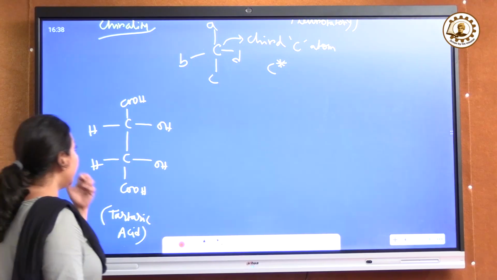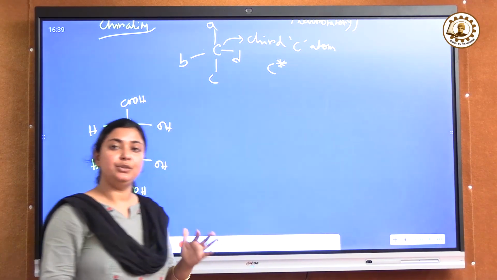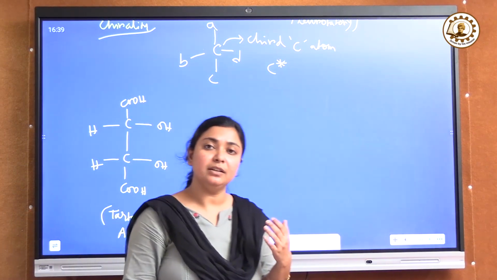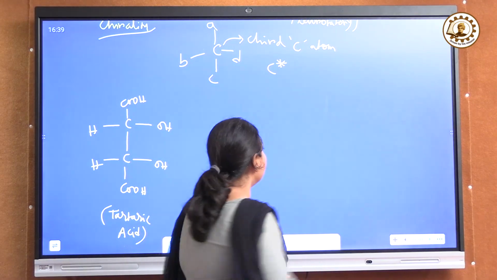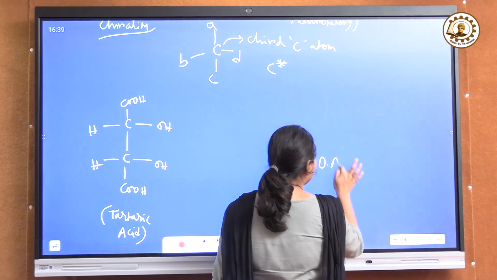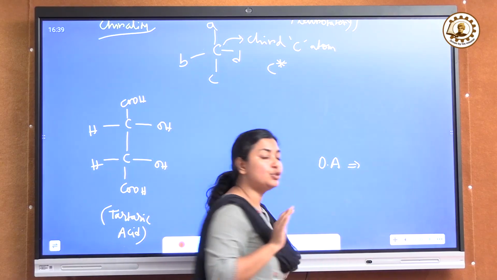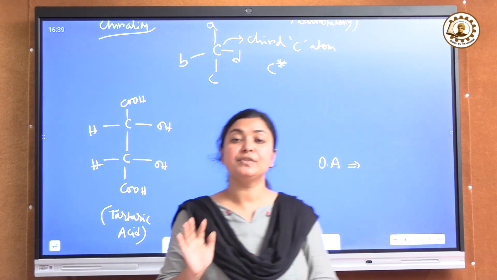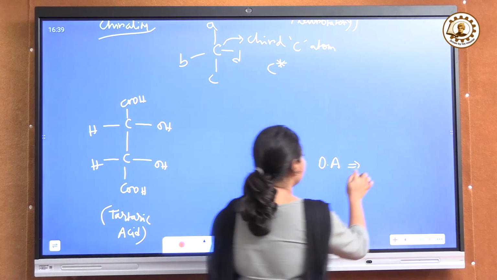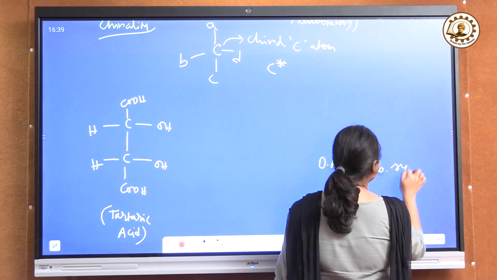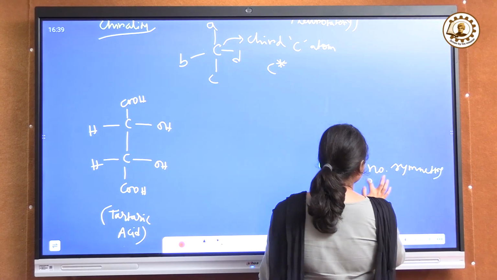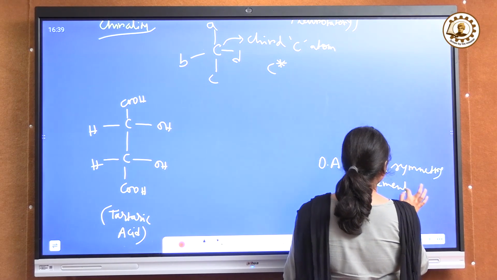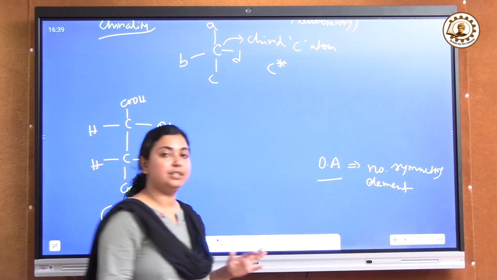Before we proceed, we need to know the conditions for a molecule to be optically active. If a molecule is optically active, then the molecule should not have any type of symmetry elements. No symmetry element should be present in an optically active molecule.